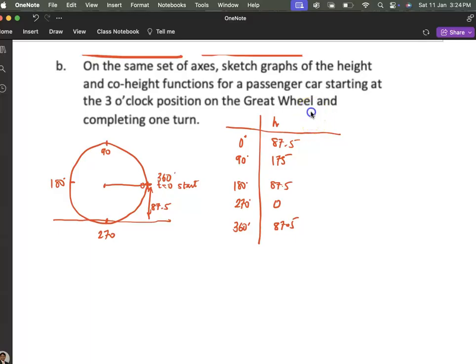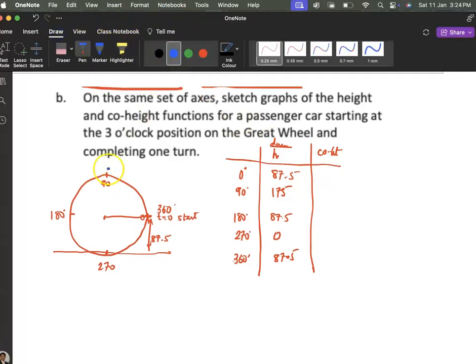Now when you're looking at the co-height, are you following? Here you look from the blue line. Look how far you are from this blue line. So when you're at 0 degrees, what's your co-height? At 0 degrees, halfway, 87.5. At 90 degrees, you're 0. You're on the blue line. At 180, you're also 87.5.